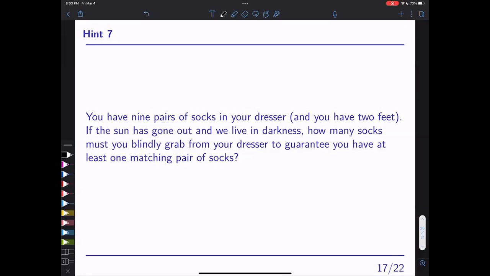If you want to look this up, it's called the Pigeonhole Principle. It's a really cool math concept. It talks about collections and sets. And the first time we ever see it is typically with this problem.